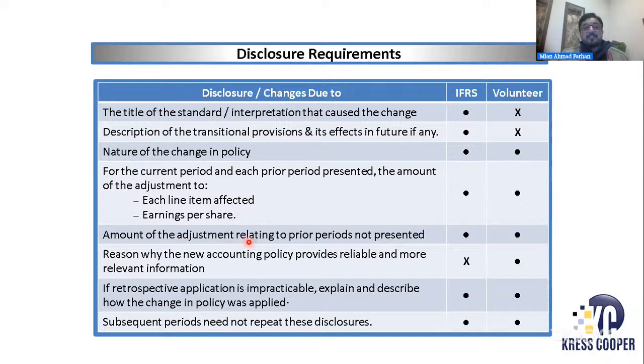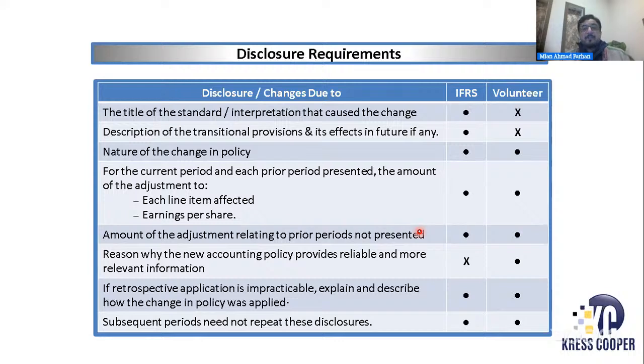Then amount of the adjustment relating to prior periods not presented. Okay, the presented financial statements means the comparative financial statements. Just read the line once again. Amount of the adjustment relating to the prior periods not presented. Normally what you see, the financial statement is provided for 2 years, the current year and the past year. Past year is the comparative year. So these 2 years are being presented in the financial statement.